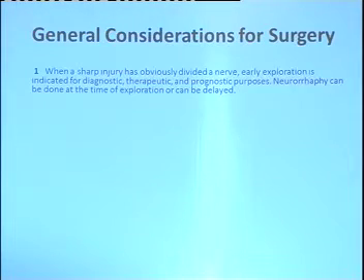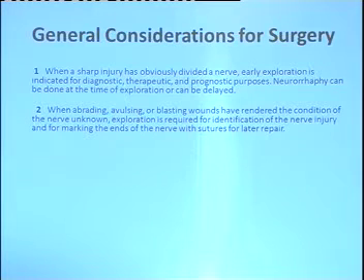What are the general conditions? When a sharp injury has obviously divided a nerve, early exploration is indicated for diagnostic, therapeutic, and prognostic purposes. Neurorrhaphy can be done at the time of exploration or may be delayed. When abrading, avulsed, or blast injuries are there, we do not know the condition of the nerve, and exploration is required for identification of the nerve injury, but you may go for a later repair when the wound is without infection.